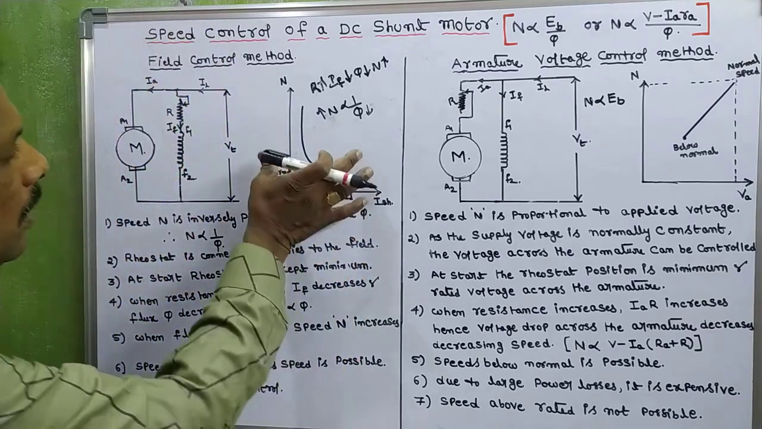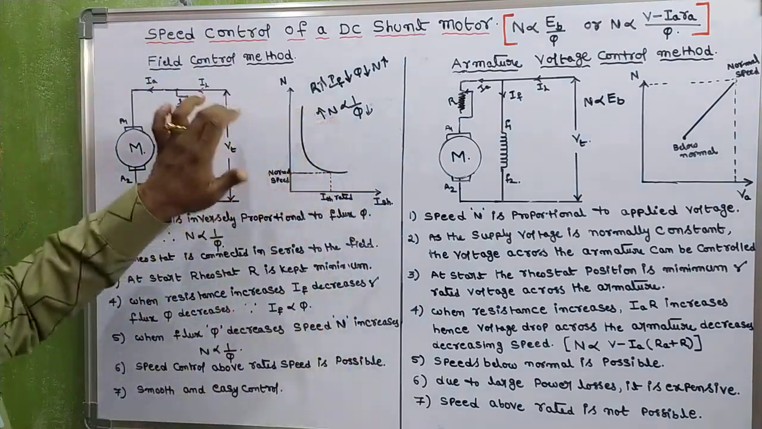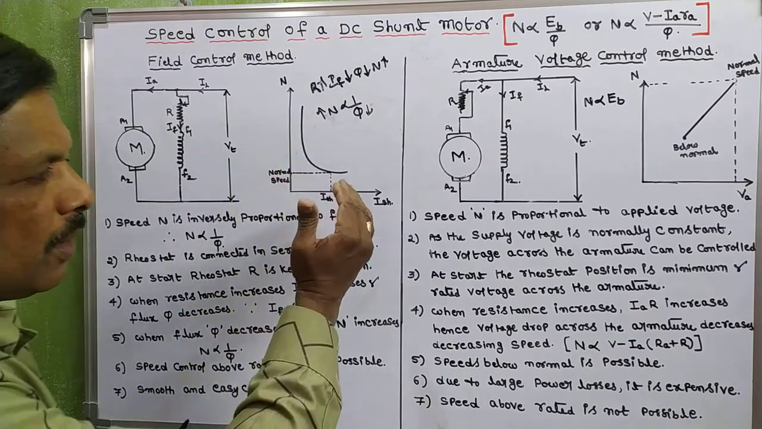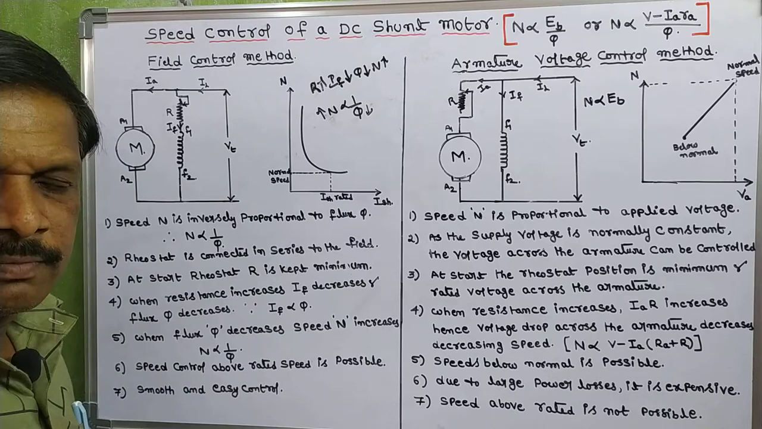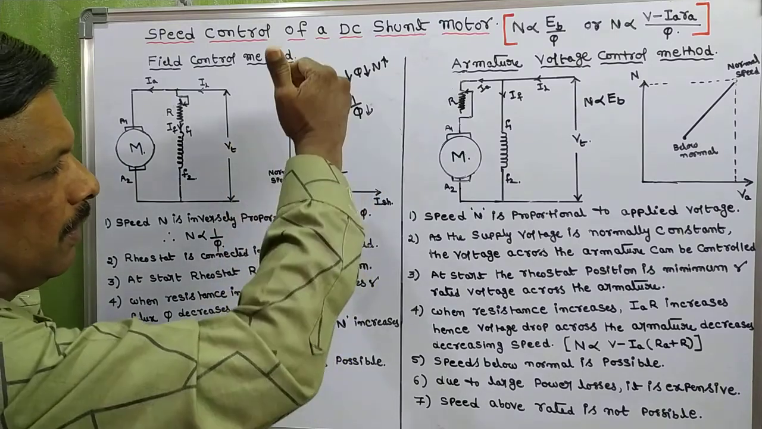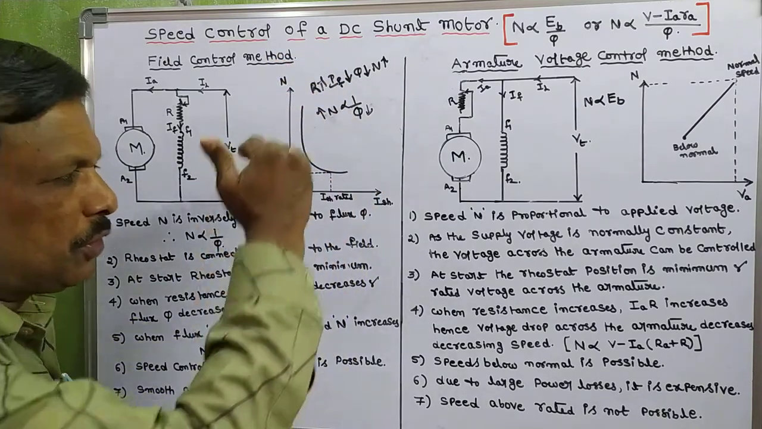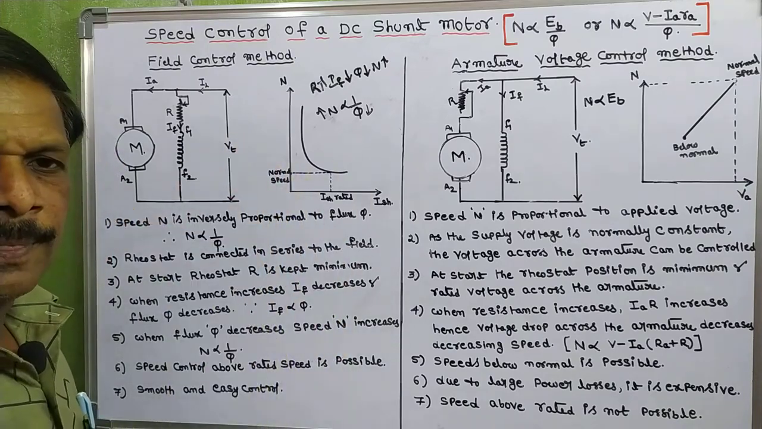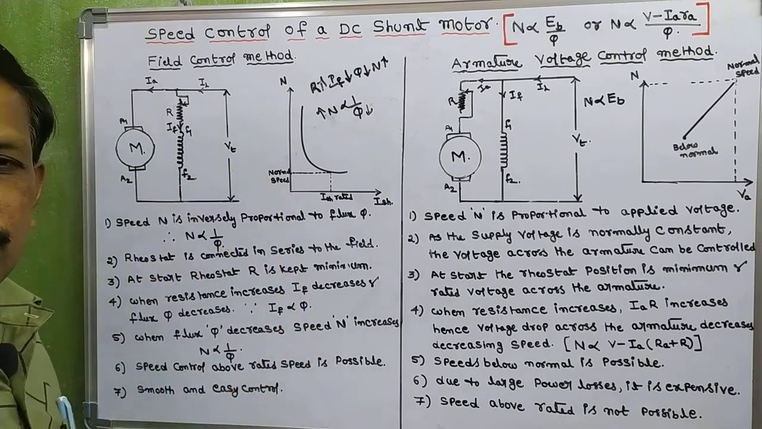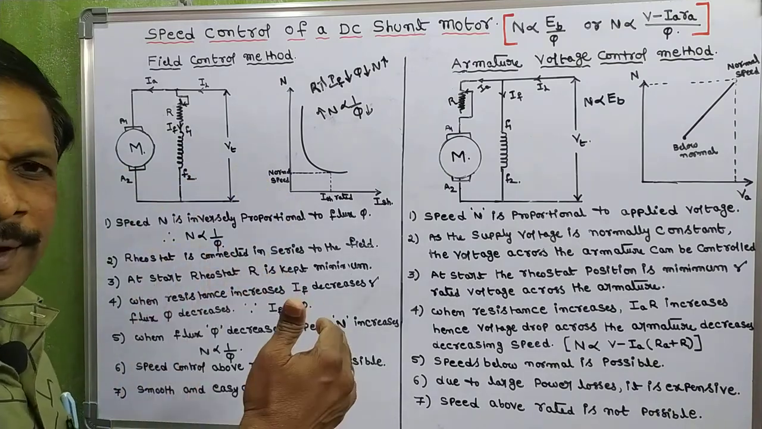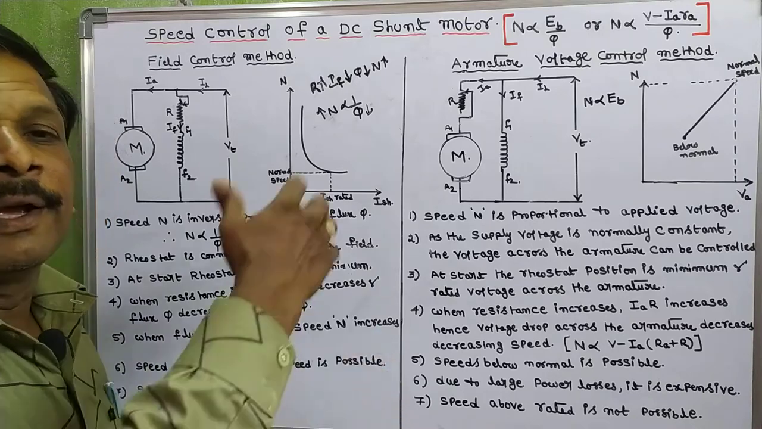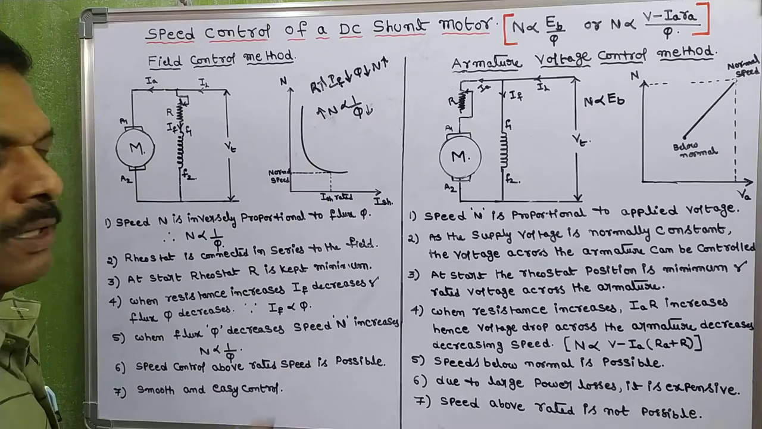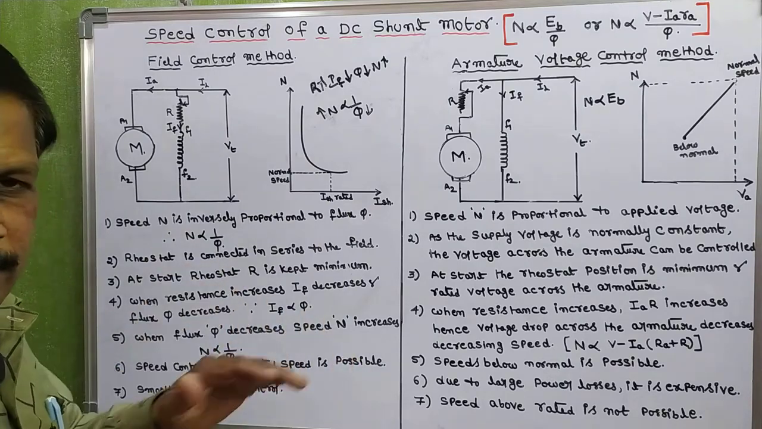Coming to the graph of field control method. In this method, when resistance increases, shunt field current decreases. When shunt field current decreases, the flux decreases. When flux decreases, automatically the speed will increase. You can see how the speed increases when we decrease the flux.